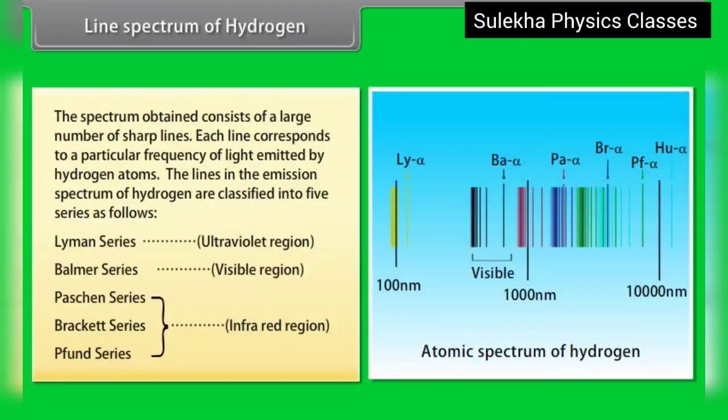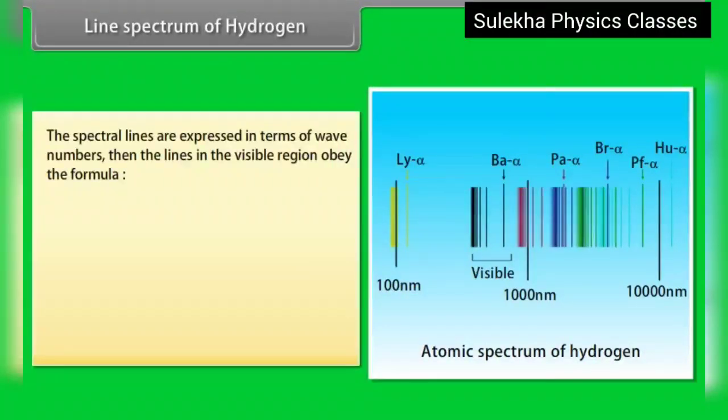Lyman series. It is in ultraviolet region. Balmer series. It is in visible region. Paschen series, Brackett series and Pfund series. These are in infrared region. The spectral lines are expressed in terms of wave numbers.